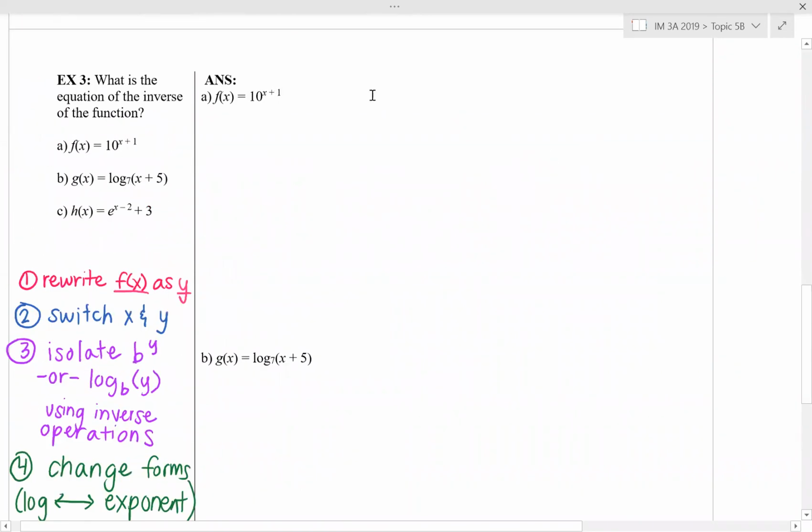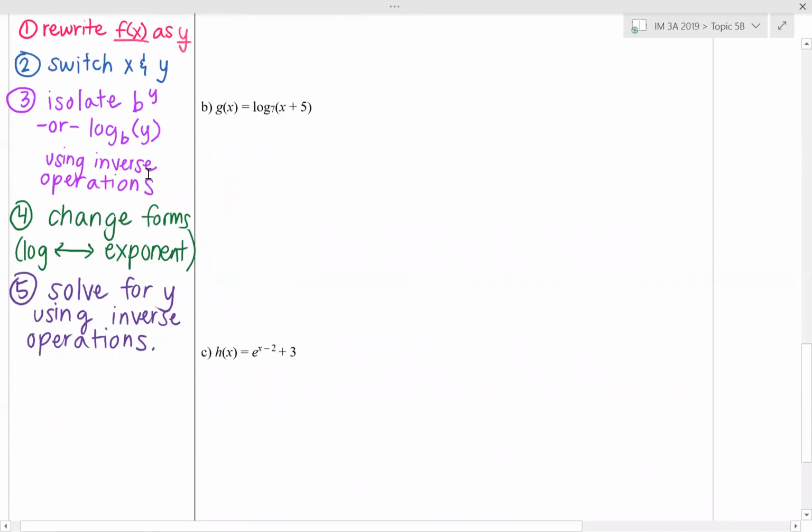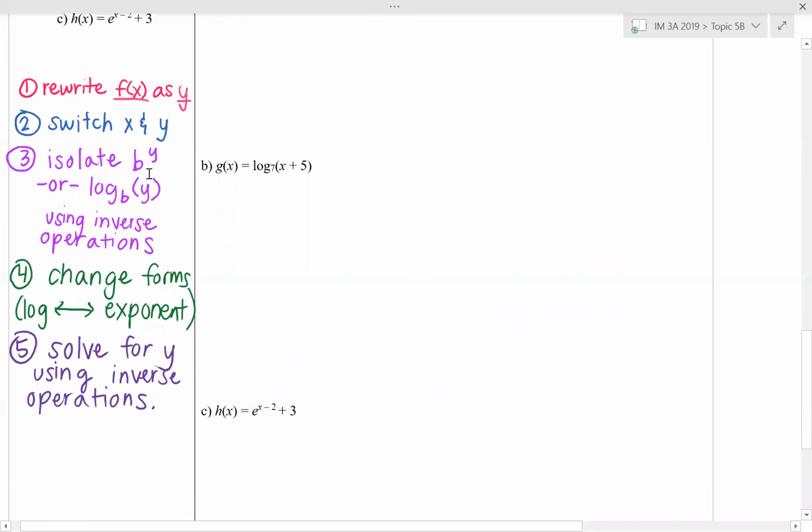And so for all of these, I wrote generic steps down. So what is the equation of the inverse of the function? We have 3 different functions. 2 of them are exponential, so I have a base 10 and a base e, and then 1 is logarithmic. For each of these problems, because they are inverse problems, remember that the main idea of finding the inverse is switching x and y.